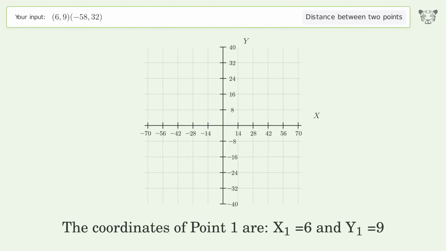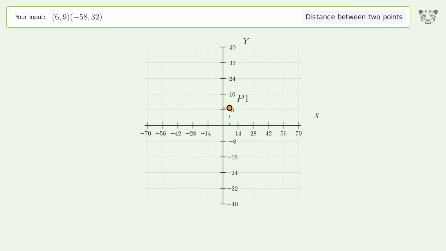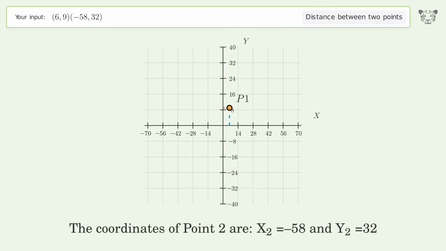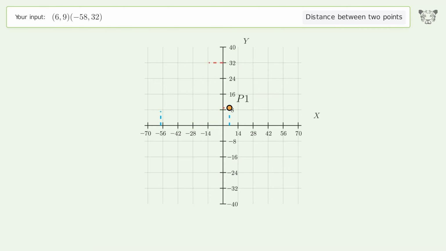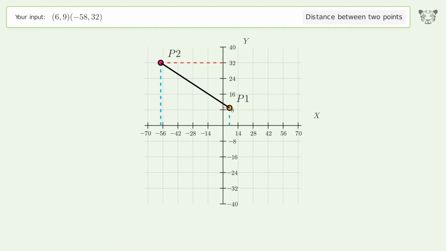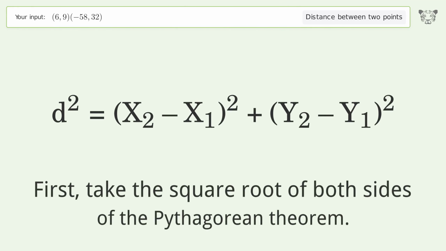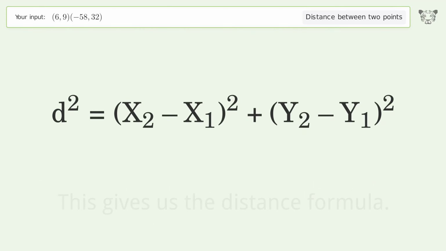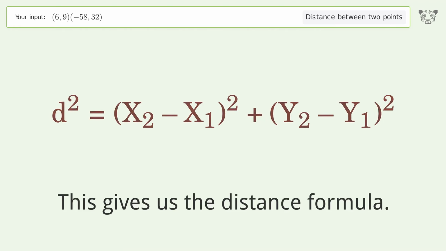The coordinates of point 1 are x1 equals 6 and y1 equals 9. The coordinates of point 2 are x2 equals negative 58 and y2 equals 32. D is the distance between the 2 points. First, take the square root of both sides of the Pythagorean theorem. This gives us the distance formula.